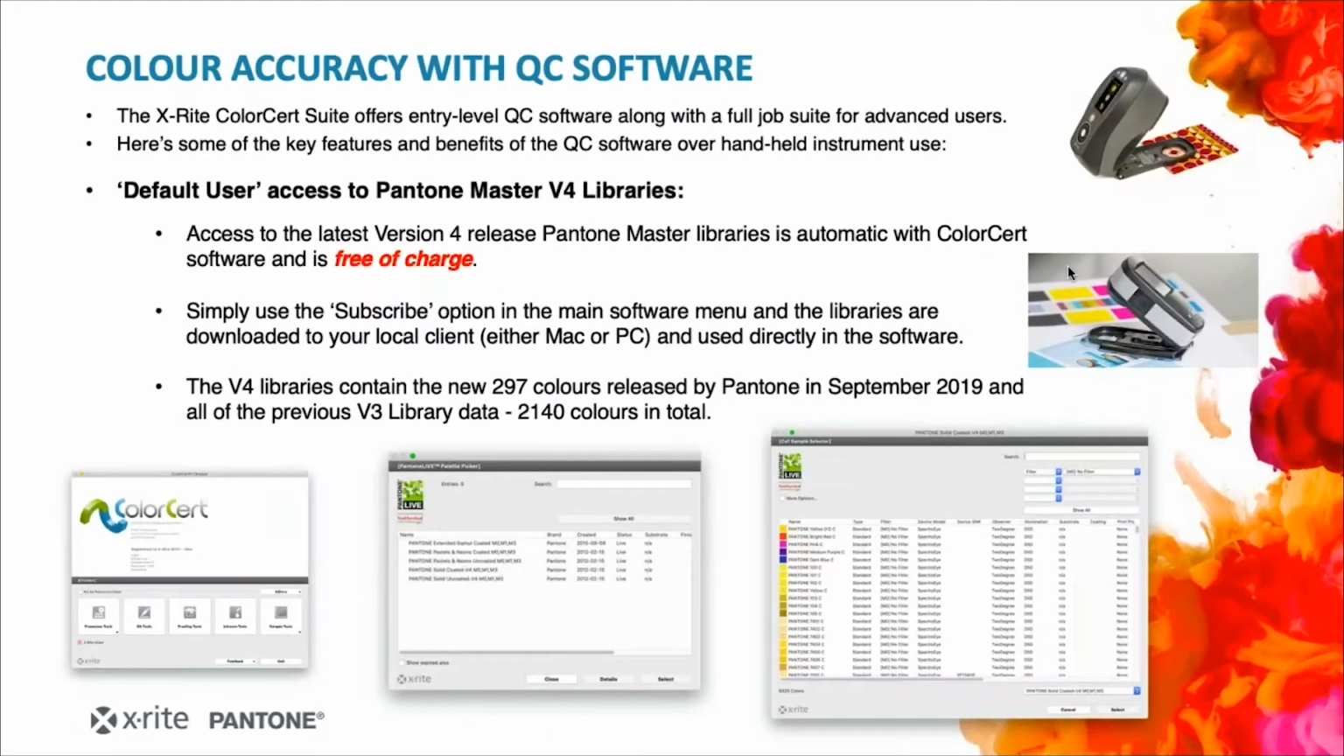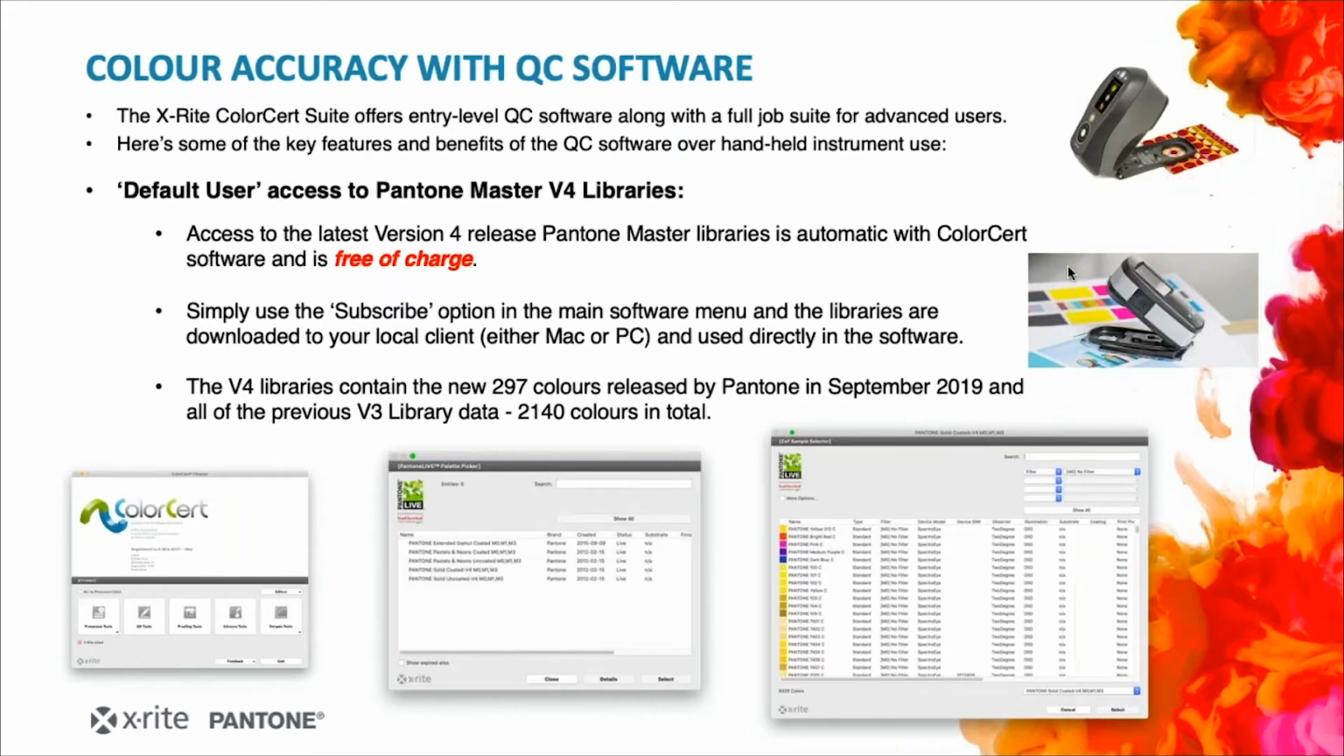For those of you who attended some of the early webinars on the Exact handheld, you may be familiar with the concept of Pantone Live. Now all of our quality control software also has all of this functionality, either in subscription mode or in what we call default user access. This then gives the user and operator access to all of the latest Pantone master coated and uncoated libraries. These were updated in September last year to include an extra 297 colors. These, as part of the software suite, as you can see from the screenshot below, are automatically accessible in the software without username or password.